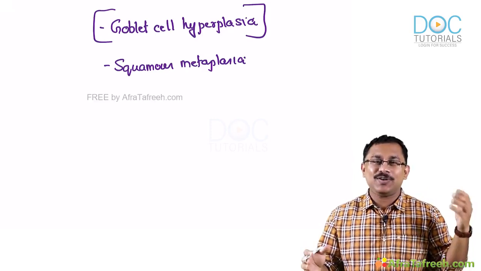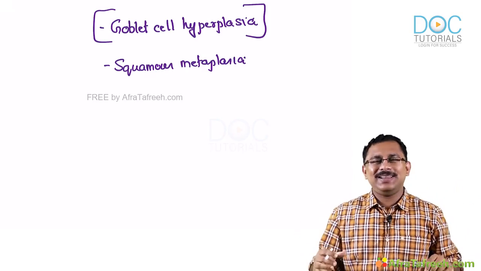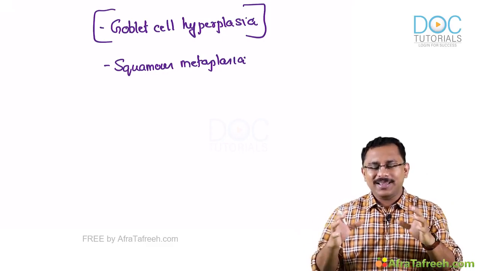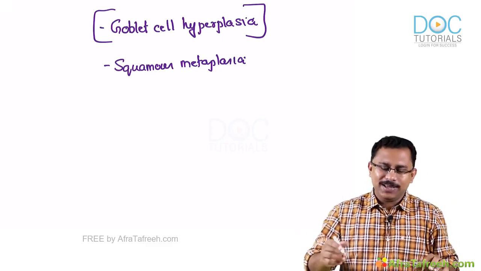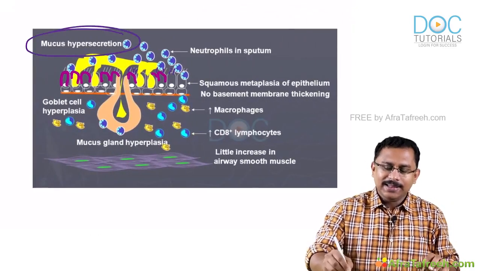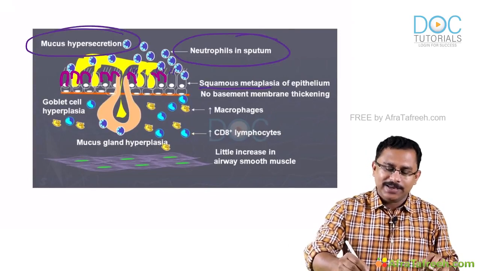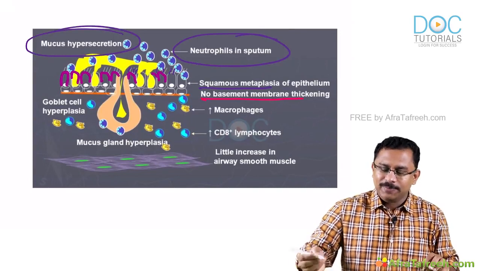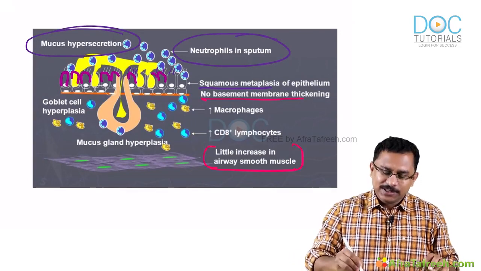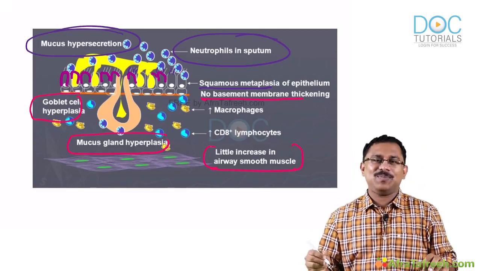In asthma, you remember in that module I told you that basement membrane thickening will be there, and there will be an increase in the smooth muscles of the airway. But here none of those changes is happening; it's predominantly a mucus hypersecretion, and there will be an excess of neutrophils in the sputum. There will be squamous metaplasia, no basement membrane thickening, and little increase in the airway smooth muscle. So you can see the mucus gland hyperplasia and goblet cell hyperplasia.